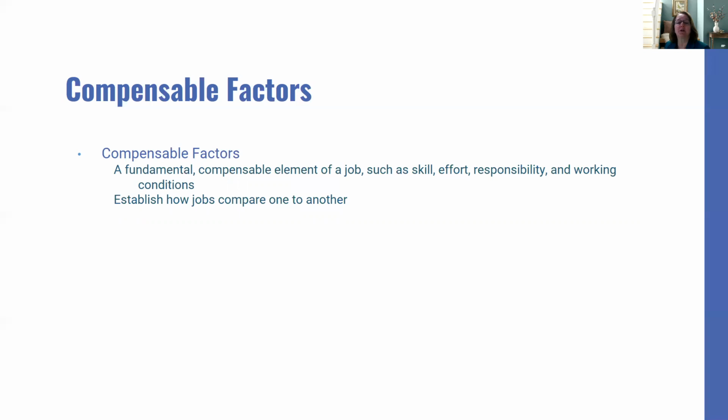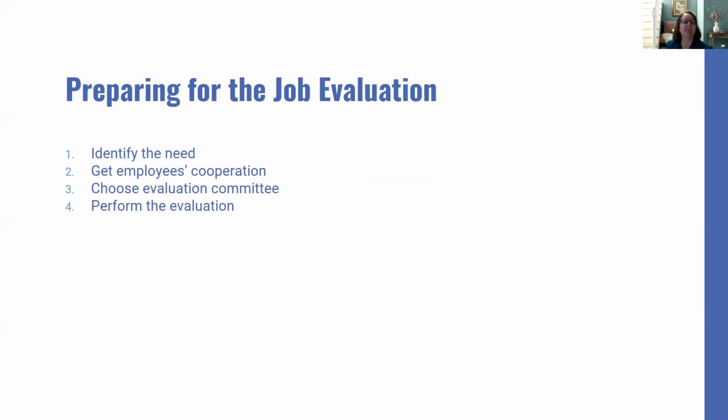Compensation management specialists call these compensable factors. So this is a fundamental compensable element of a job, such as skills, effort, responsibility, and working conditions. They are the factors that establish how the jobs compare to one another, and then determine how to pay for those types of things. So your job evaluation is a judgmental process and demands close cooperation among supervisors, HR specialists, and employees and union representatives if there is a union.